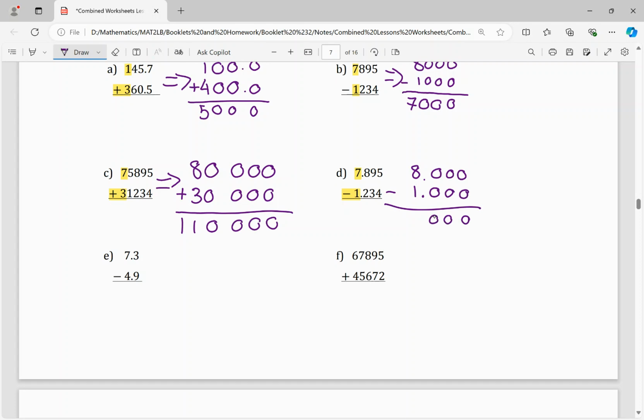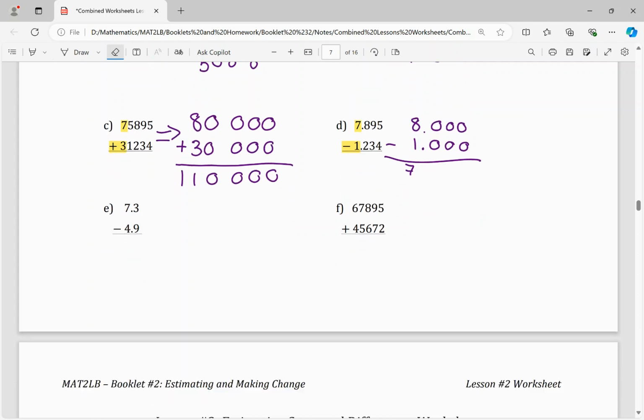Subtract these numbers. 8 minus 1 is 7. And the answer is going to be 7,000, or if you prefer, you can just write 7. That's fine too. 2 more examples. The process is the same. Over here, 7.3 is going to round down to 7.0. Over here, 4.9 is going to round up to 5.0. We're subtracting, and 7 minus 5 is 2.